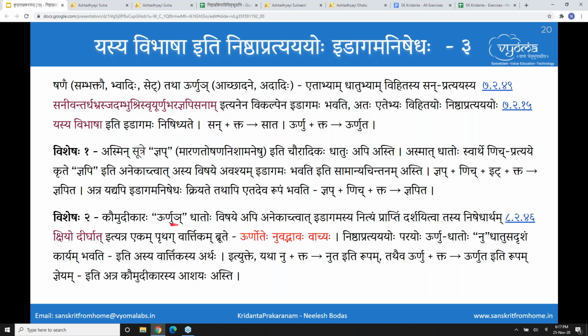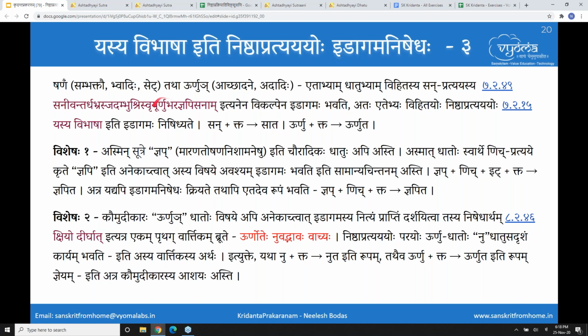Siddhanta Kaumudi believes that urnu anekach asti, so it will get an idagama, and therefore he would like to explicitly block it by giving a vartikam called urnoterhe nuvadbhavah vachah. So what Kashika is doing is, it doesn't talk about ekach versus anekach. It follows a simple path. It says urnu is there in this sutram over here. Therefore, the nishtha will not get an idagama for urnu, and therefore urnu plus ta is urnuta.